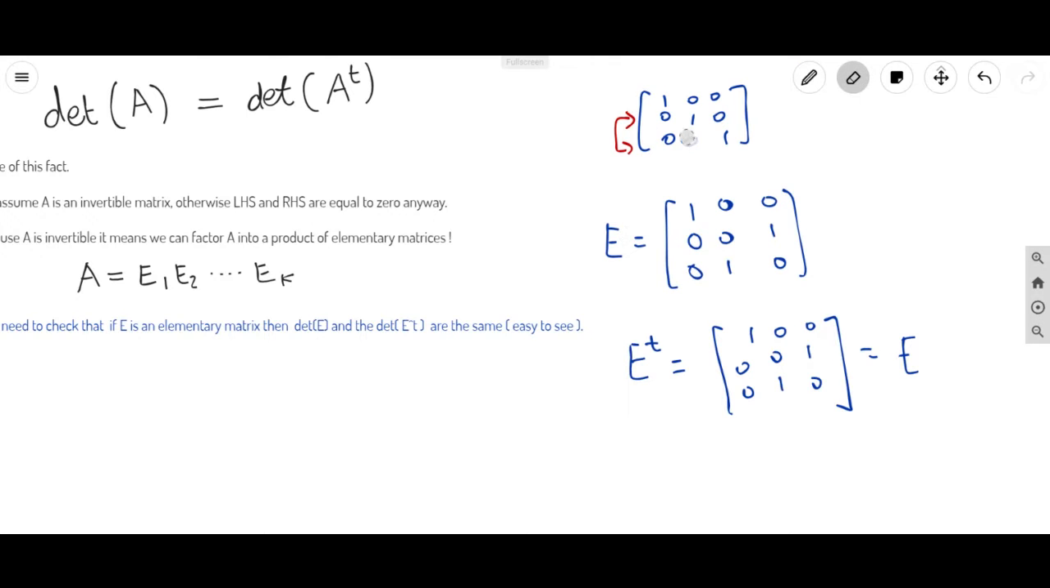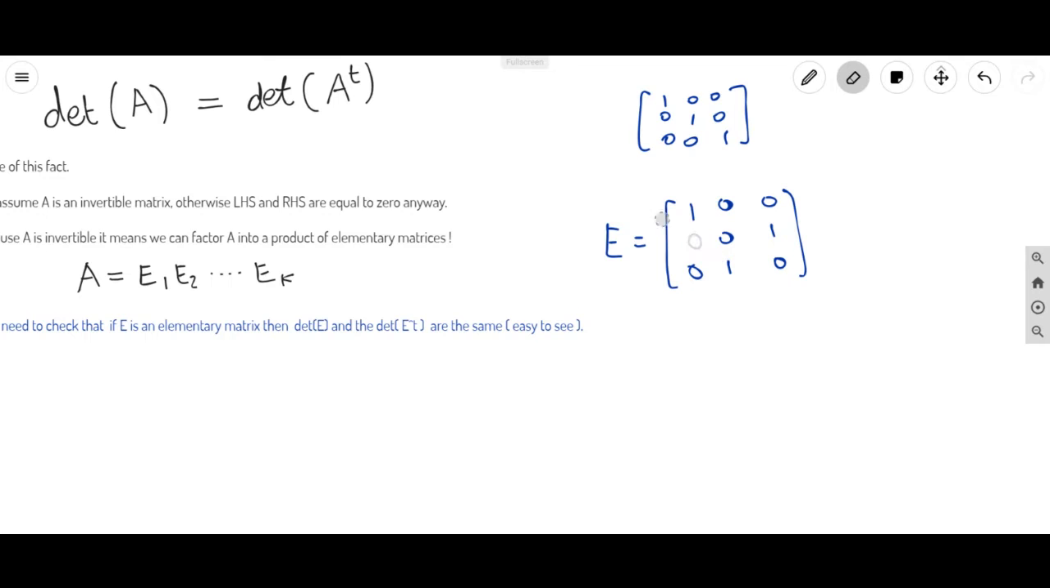If you have an elementary matrix that is obtained by swapping rows, then it's actually a symmetric matrix. It's equal to its transpose. So then not only is the determinant of the matrix equal to the determinant of its transpose, the matrix is actually its transpose. So there's nothing to do here.